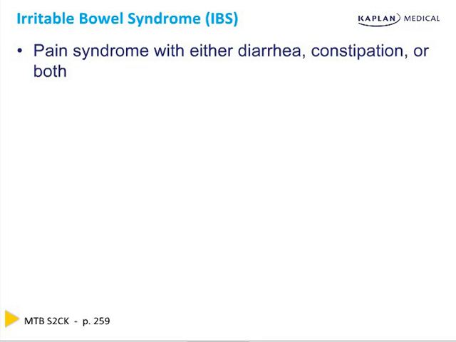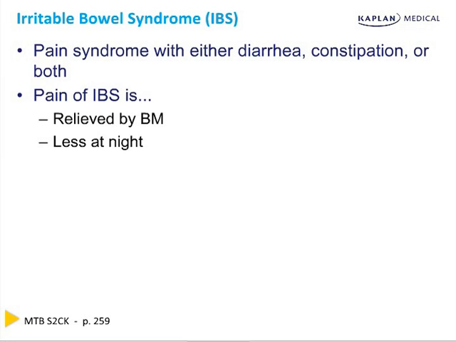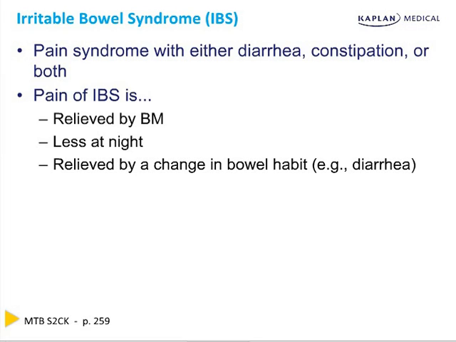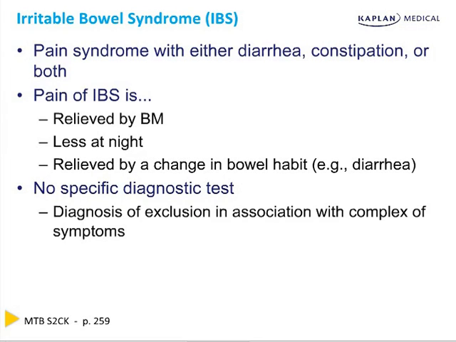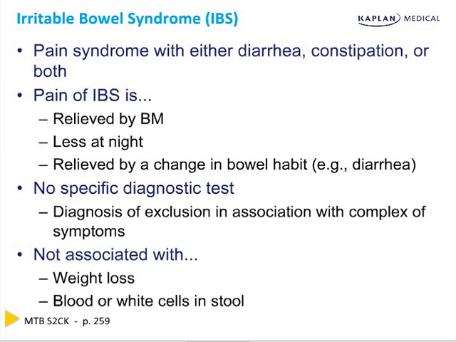Irritable bowel syndrome is a pain syndrome with either diarrhea, constipation, or both. The pain of IBS is relieved by bowel movements. It's less at night, and it's relieved by a change in bowel habits. There's no specific diagnostic test. It's a diagnosis of exclusion in association with a complexity of symptoms. What you should know is that it's not associated with weight loss. You will never see blood or white cells in the stool.